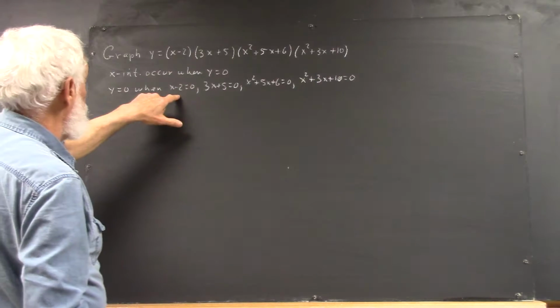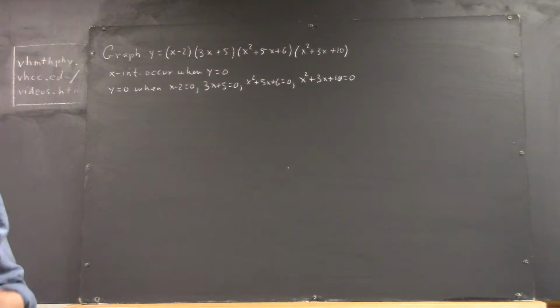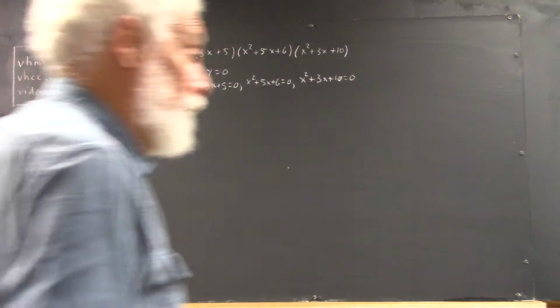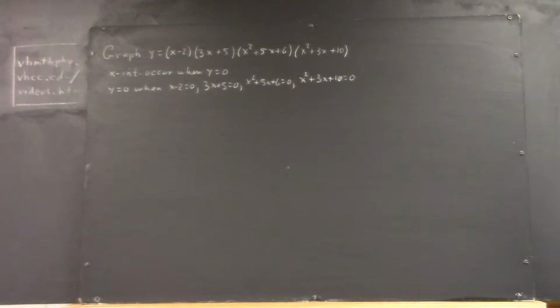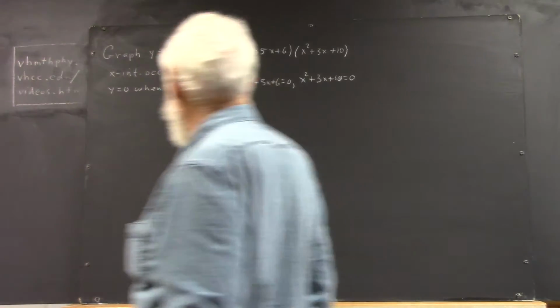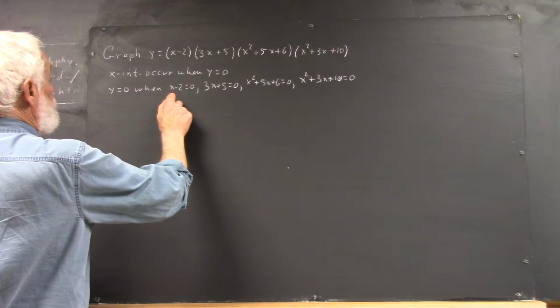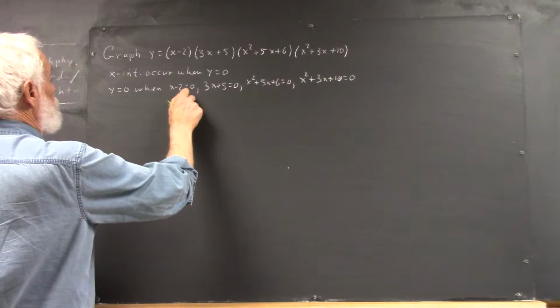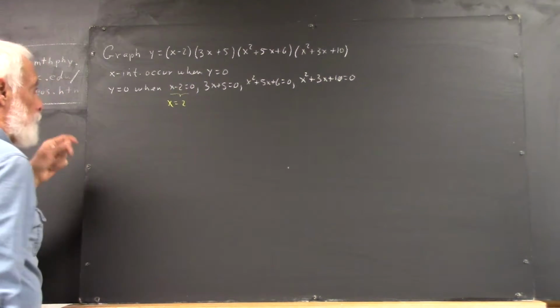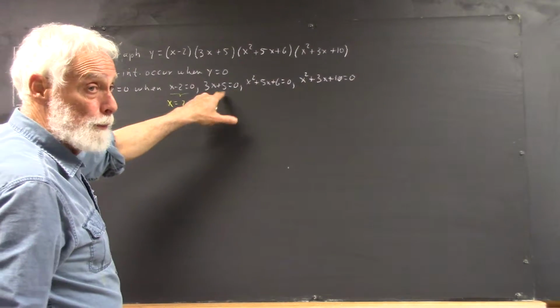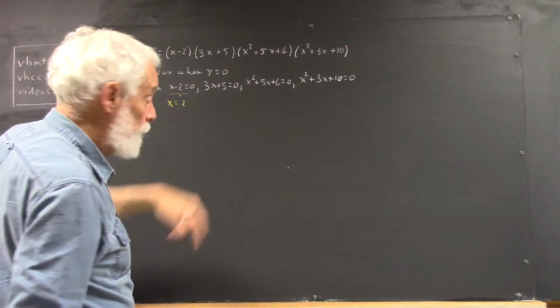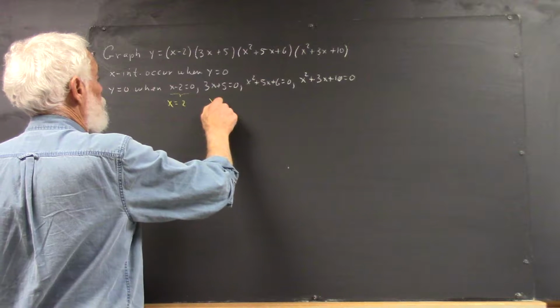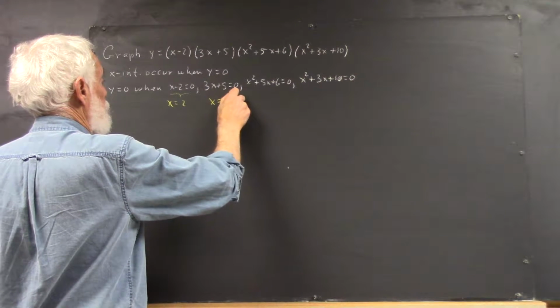Okay, well, x minus 2 equals 0. Can we solve that equation? Well, certainly we can. We find that this occurs when x equals 2. 3x plus 5 equals 0. Well, subtract 5 from both sides and divide both sides by 3, and you find that x is negative 5/3.